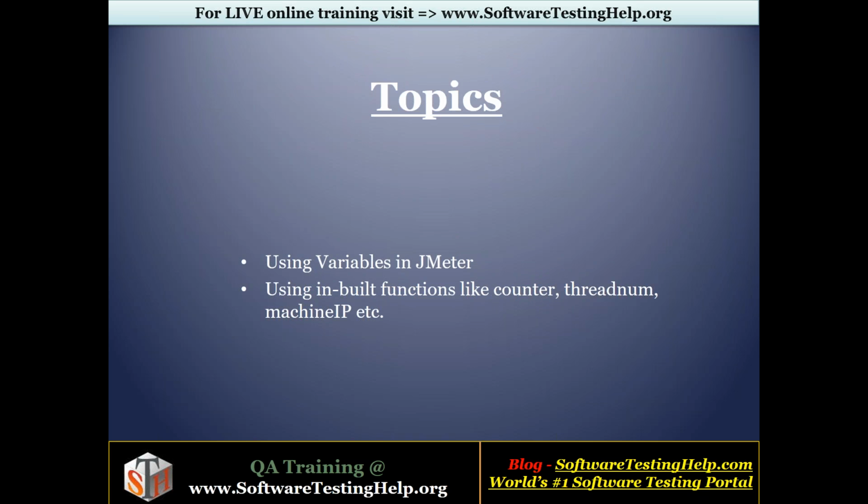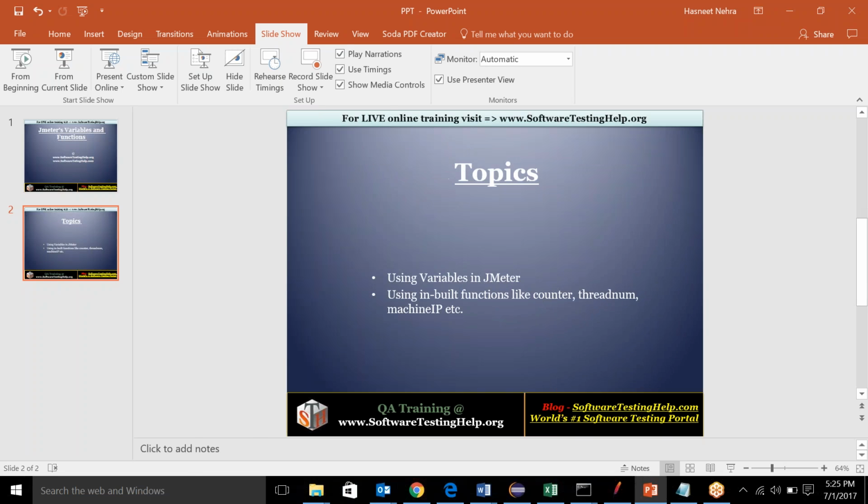The two things which we are going to discuss today are the usage of variables and the built-in functions. For example, we have counter, thread number, machine IP, and n number of functions that are present in JMeter, and how we can make use of them and make our scripts look good and reusable. So let's go back to JMeter.